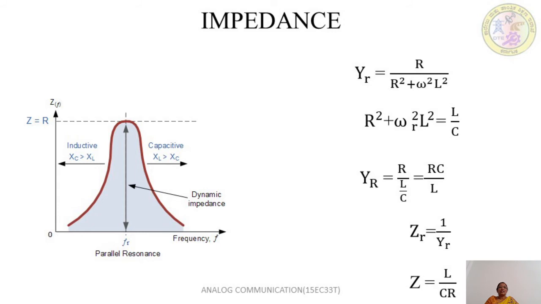The impedance is maximum in a parallel resonant circuit and it is resistive. It is also called dynamic impedance, and that impedance is given by L by CR.